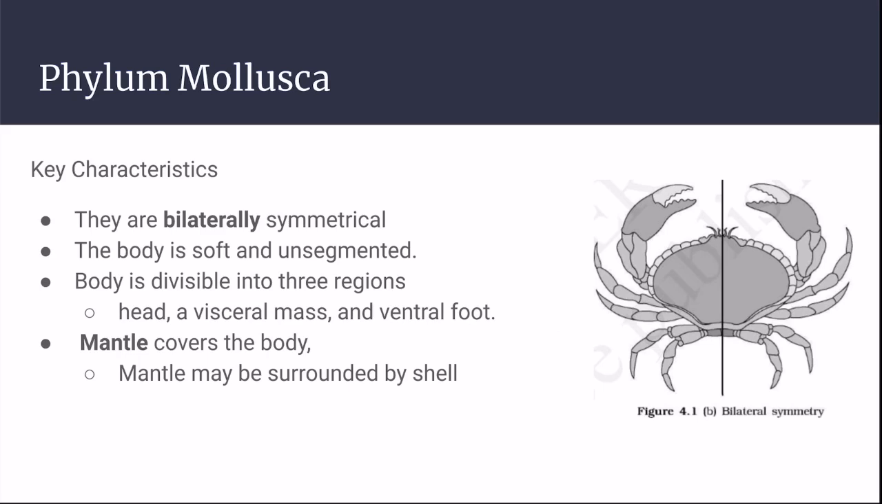And so their body is divided into three regions. There's the head, the visceral mass, and the ventral foot. And the foot is a really important part of their body. And then there's the mantle, and the mantle is the outside part, and it is often surrounded by a shell.